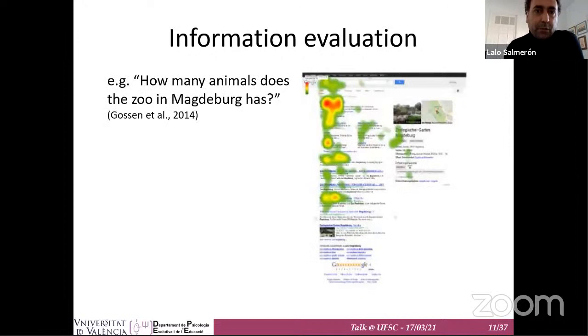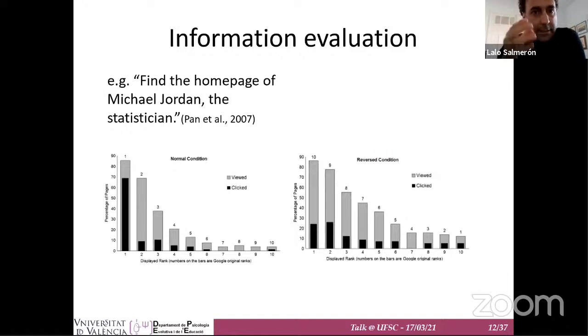You can see this, I will show it in a second. For example, in tasks where there's some ambiguity, like in this case: find the home page of Michael Jordan, the statistician, not the basketball player. So in the regular, what they call normal condition, which is how regular Google provides the results, you see the green bar, which is the percentage of participants who look at the snippet. For the first two, it's almost 70%, then the third, only 40% look, and then basically nobody. And when it comes to clicks, this is the dark bar, it's basically 70% click on the first.